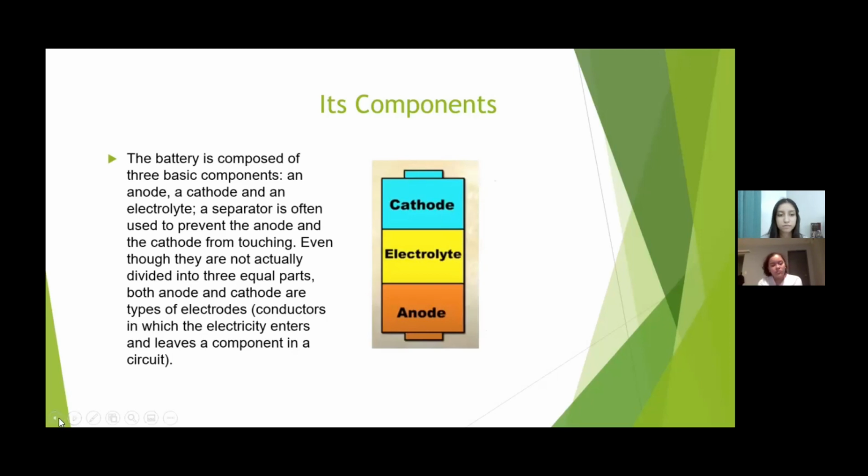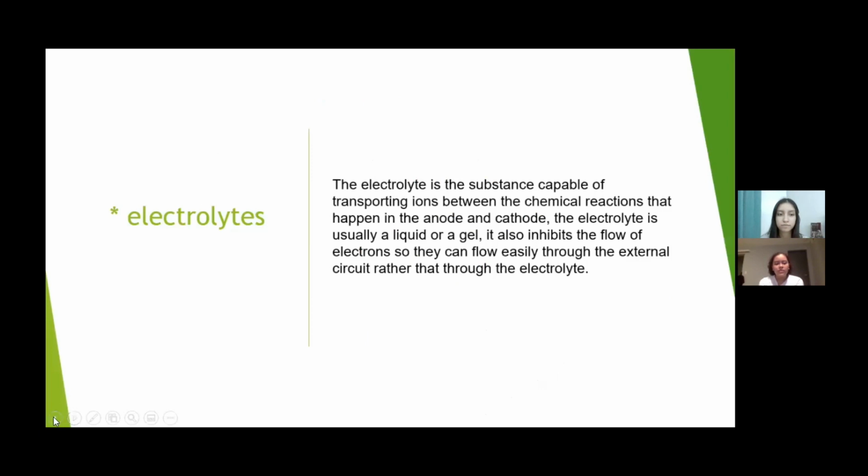What are electrodes? Well, electrodes are conductors through which electricity enters and leaves a circuit. So, what is an electrolyte? An electrolyte is a substance capable of transporting ions between the chemical reactions that happen in the anode and the cathode. The electrolyte is usually a liquid or a gel, and it inhibits the flow of the electrons so they can flow easily through the external circuit rather than through the electrolyte.